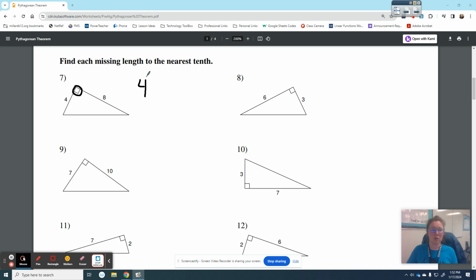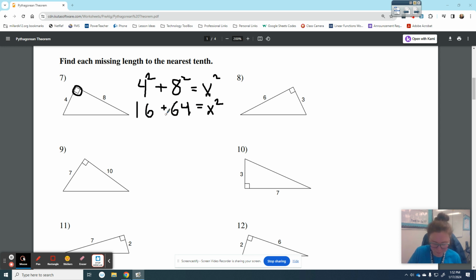So I can do 4 squared plus 8 squared equals, we don't know what, squared. 4 squared is 16, 8 squared is 64, and still it equals x squared. 16 plus 64 is 80 equals x squared. Now the way we get rid of that squared is by doing the square root on both sides of the equal sign.